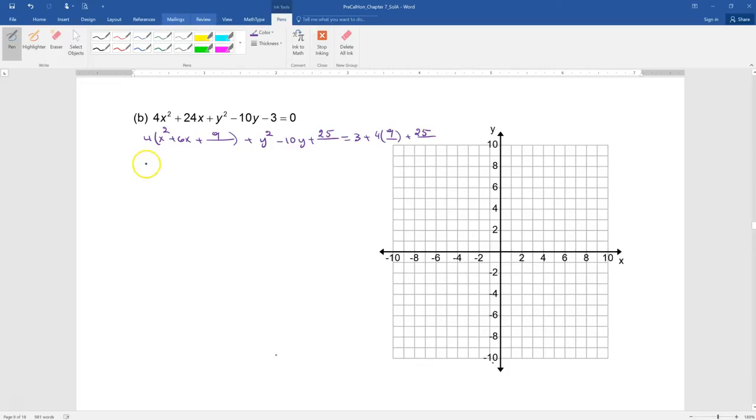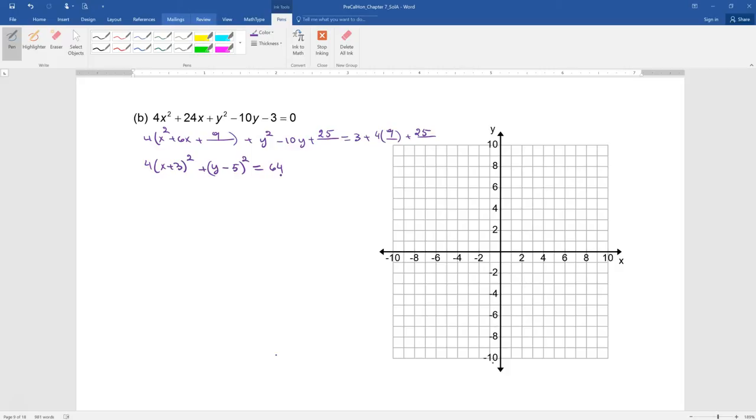Okay, so this is 4 times (x plus 3) squared plus (y minus 5) squared is equal to, how much is that? 36 plus 25, 64. Right? Because I multiplied. All right.